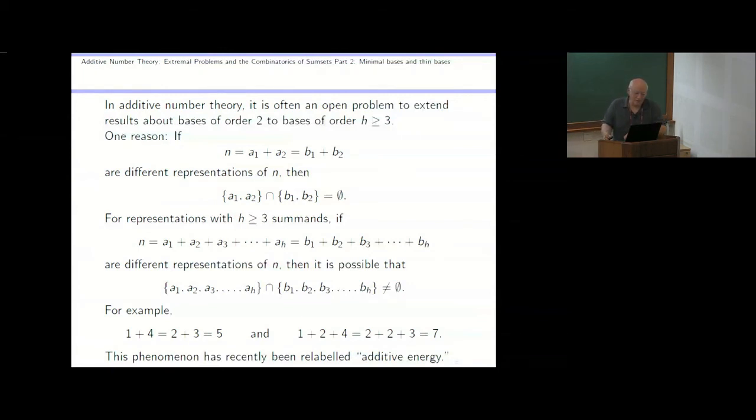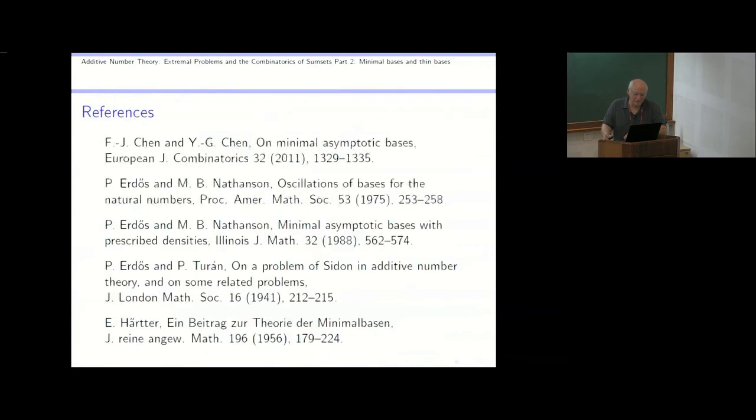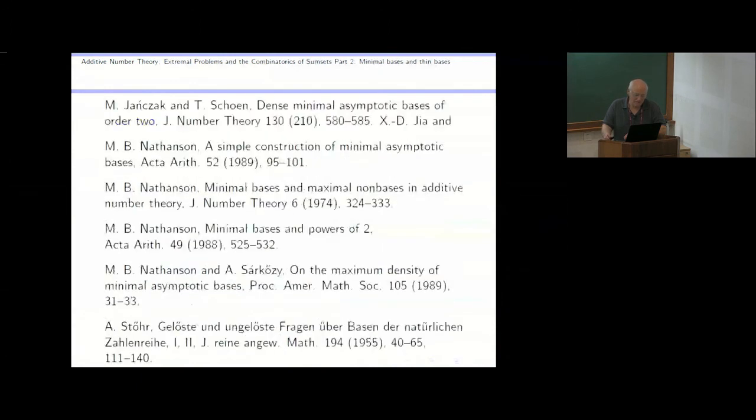Okay, that's really all I wanted to say today. I just wanted to make a couple of bibliographical remarks. So there is a great paper by Alfred Stöhr that was published in Crelle 65 years ago, I guess. Wow. This was a survey, solved and unsolved problems about bases for the natural numbers. And at the time, it was like the major survey of this field.